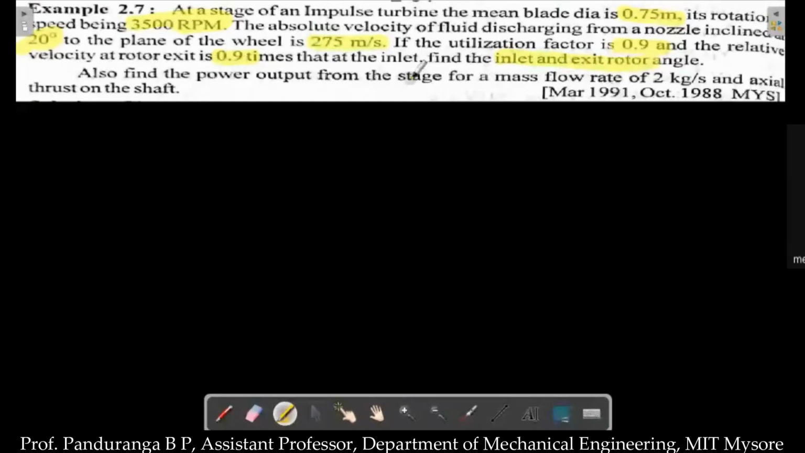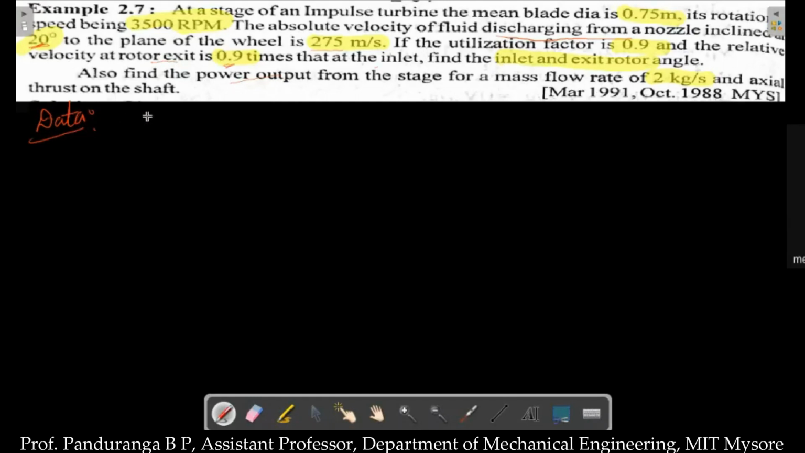Also find the power output from the stage for a mass flow rate of 2 kg per second and an axial thrust on the shaft. Now we need to find out the inlet and exit rotor angles, that is beta 1 and beta 2, and we need to find out the power output if the mass flow rate is 2 kg per second, and the axial thrust on the shaft. Okay, I'll list out the data here.